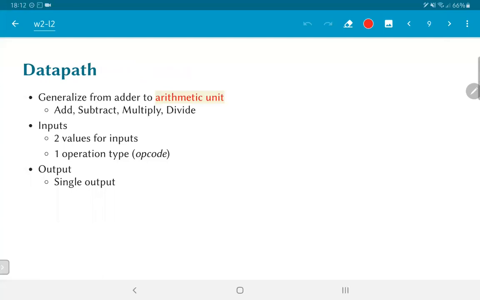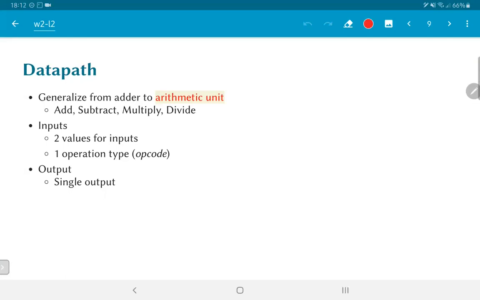So now let's look at how we can generalize the data path that we worked with earlier. We had an adder, but now let's try and extend it to an arithmetic unit that's capable of doing addition, multiplication, and division. And addition and subtraction are sufficiently close operations in complexity that we might as well throw in subtraction as well.